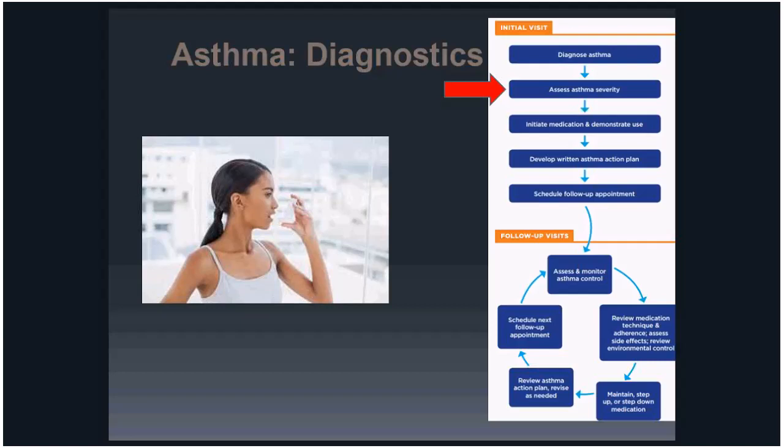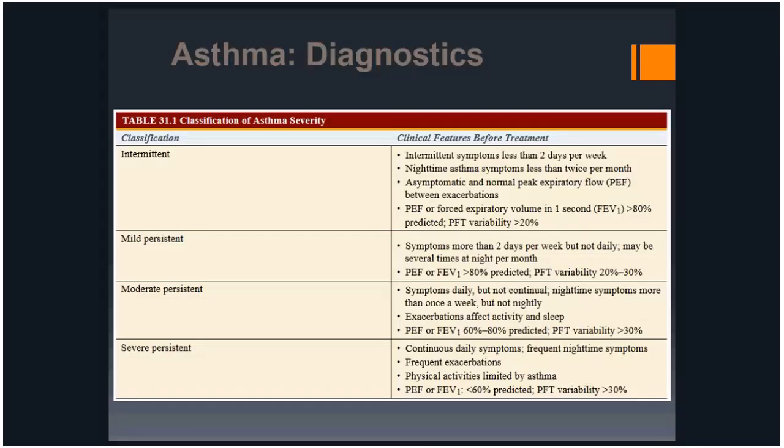Now let's move on to how we evaluate for asthma severity. So now that we have a patient who has positive history and positive physical exam findings, which could include spirometry, we've excluded other diagnoses. Now we need to determine exactly what is their asthma severity. So this table is taken from your text and it outlines the classifications of asthma severity.